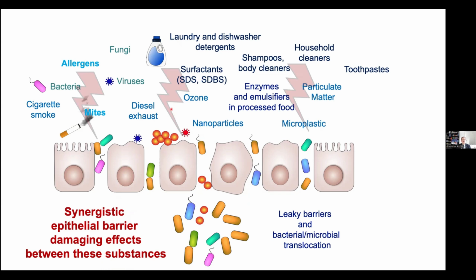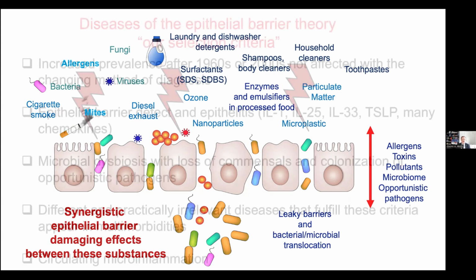Just think that a patient who has house dust mite allergy is exposed to high dose of surfactants and laundry material, and at the same time there is microplastic at home, and there is particulate matter in the air, and these were not happening before the 1960s, but nowadays in many patients' homes, this is happening very commonly. And when the epithelial barriers are leaky, allergens, toxins, pollutants, microbiome, and opportunistic pathogens are passing through these barriers.